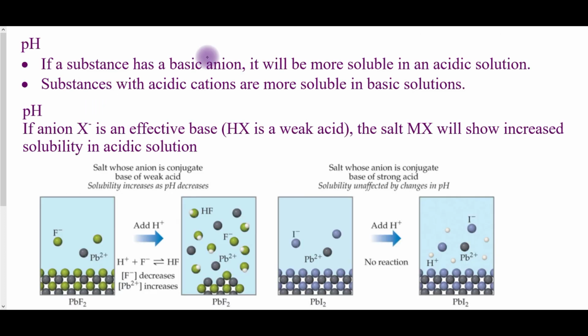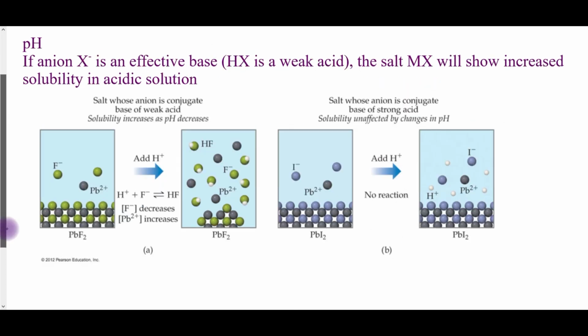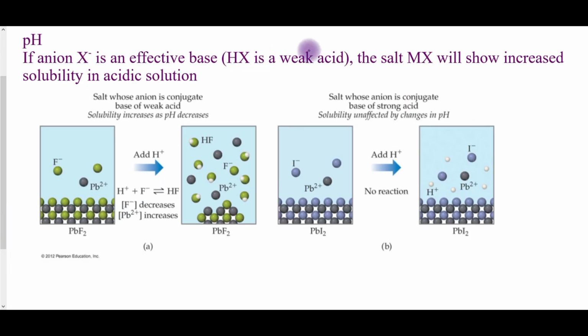To sum up, if a substance has a basic anion, it will become more soluble in acidic solution. If a substance has an acidic cation, it is more soluble in basic solutions. For example, if HX is a weak acid, we have a strong conjugate base. The salt, a metal, and that conjugate base will show increased solubility in acidic solution.